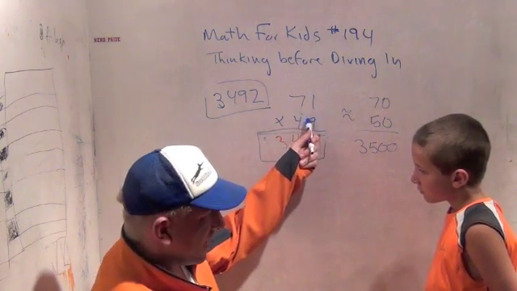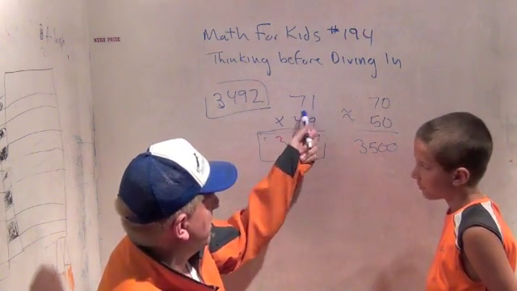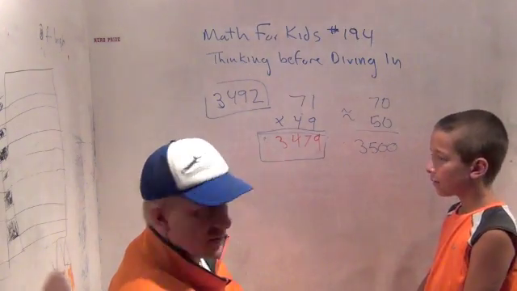Because multiplying this out takes a long time, right? Nobody wants to multiply 71 times 49. Nobody would want to do that. What are you looking at over there?